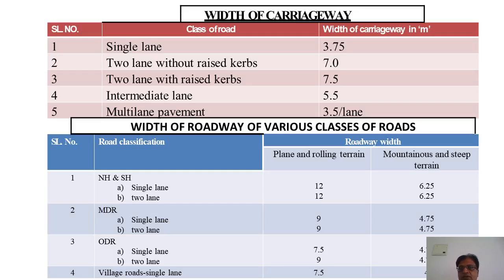Multi-lane, probably you might have heard about 4 lane, 6 lane, 8 lane, etc. If it is a multi-lane, the width of each lane is 3.5 meter per lane. That means if you have a 3 lane, it is 3.5 into 3, that is 10.5 meter. So the total width of the carriageway is 10.5 meter in case of a 3 lane.